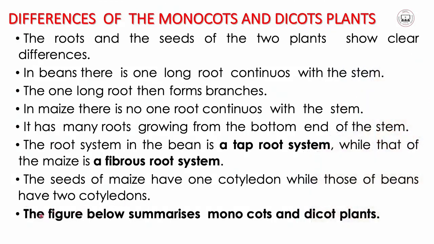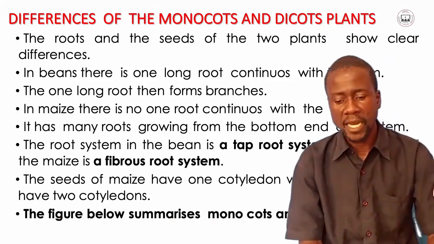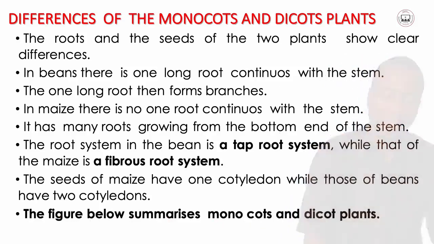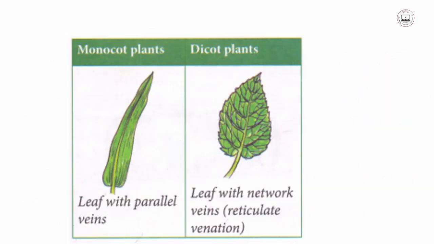So the figure below summarizes monocots and dicots, including their leaf system and furthermore. So there we have examples of leaves, which further explain the monocots and the dicots.